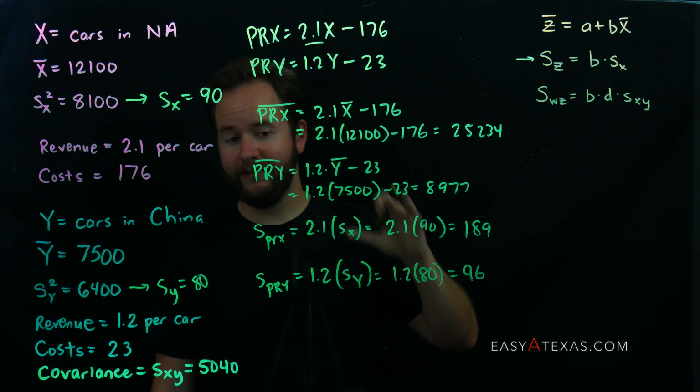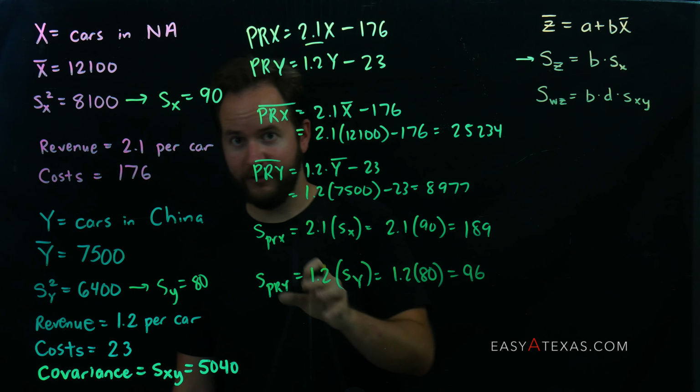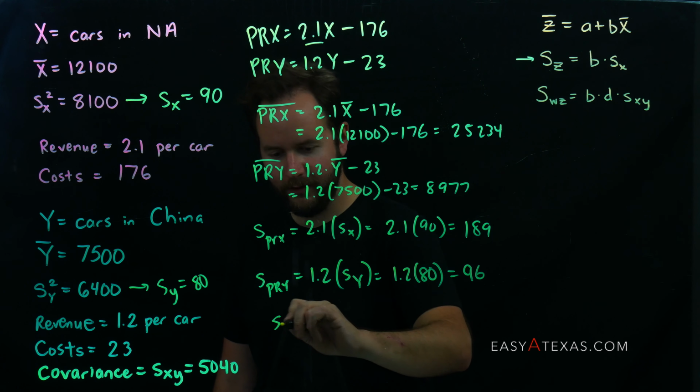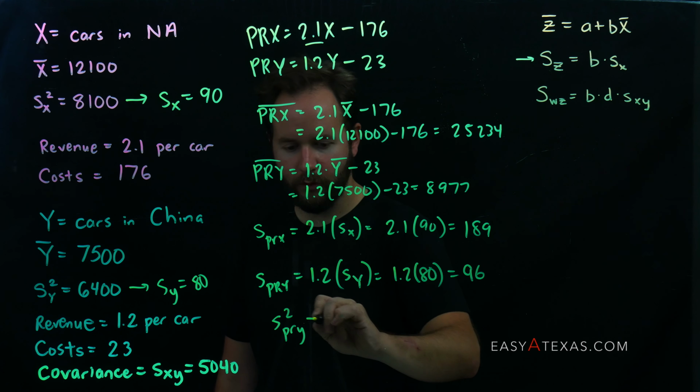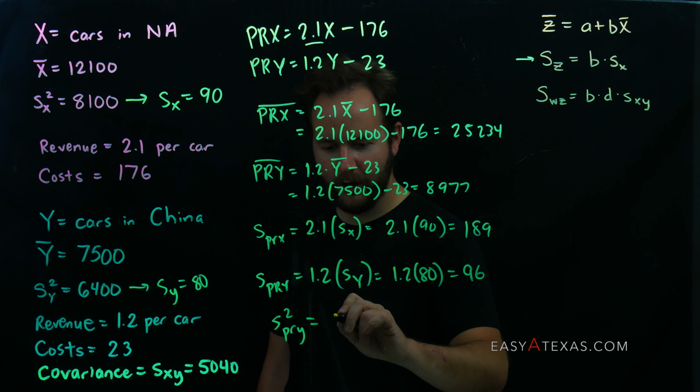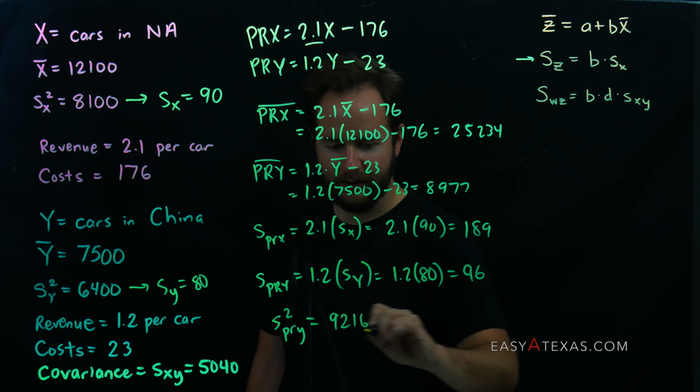Now be careful, this is merely the standard deviation of profits, but we want the variance. So in order to get the variance of profits, we need to square this number. So if I take 96 and I square it, I get 9216.